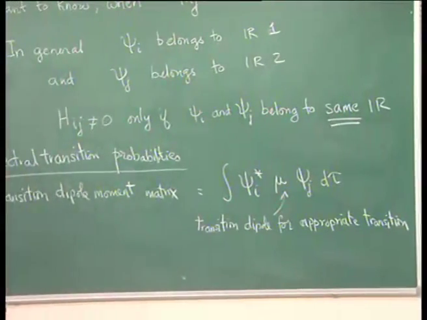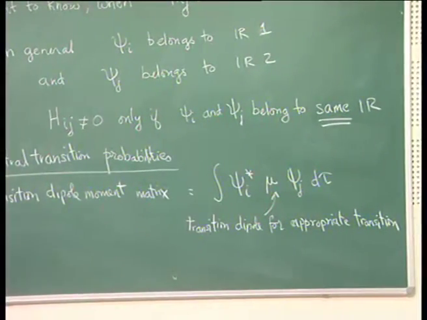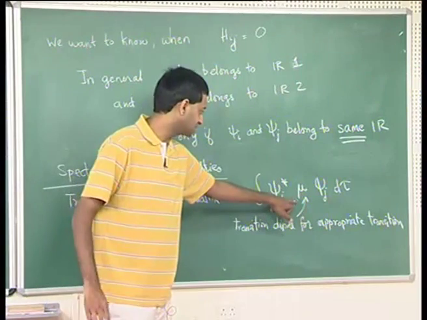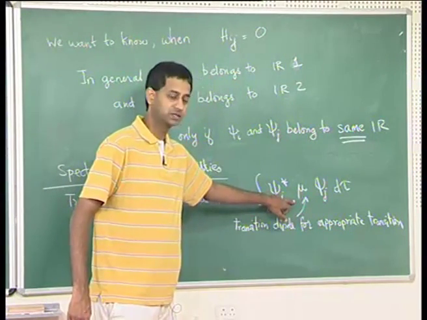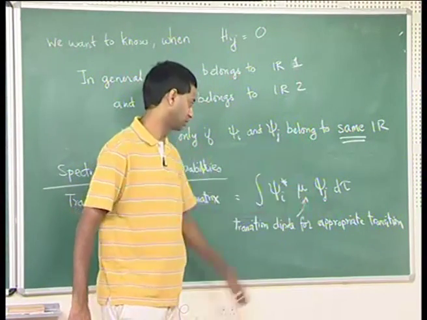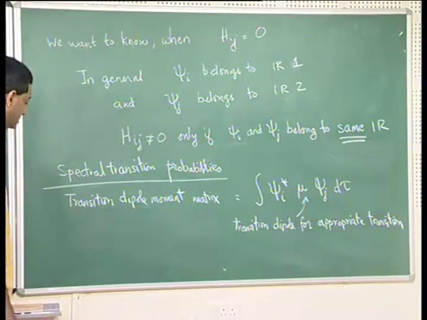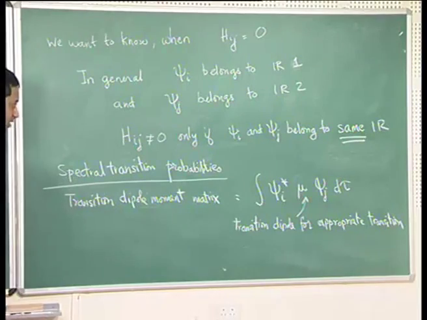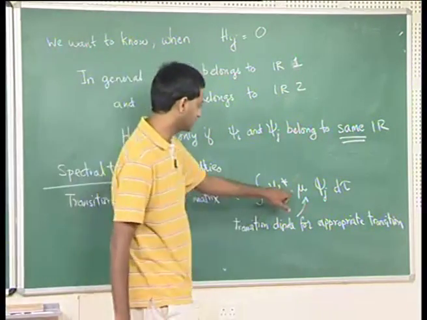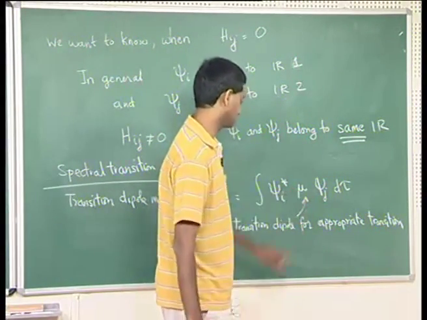What I mean by appropriate transition is that if we are looking at a transition caused by the electric field, then this will be the electric dipole. If you are looking at a transition caused by the magnetic field, it will be the magnetic dipole. So whatever quantity couples to the external field is what will appear here.